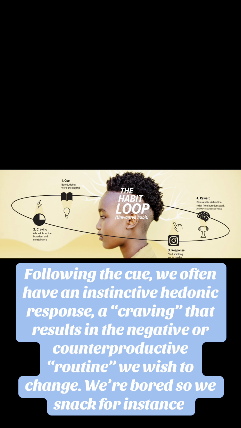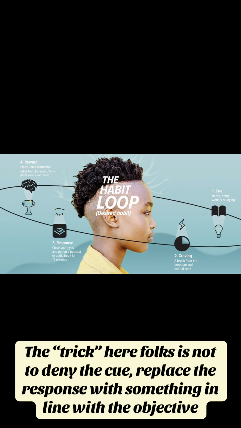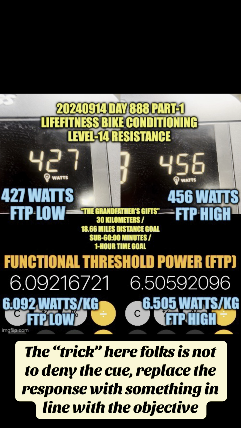The first step in habit-changing behaviors using the habit loop method is you don't fight the cue, you don't fight the craving, but you replace the response to that craving with something that better aligns with your goals or overall objectives.